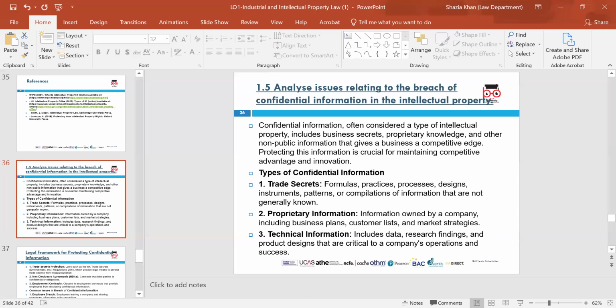So types of confidential information: trade secrets, formulas, practices, processes, designs, instruments, patterns or compilations of information that are not generally known. Proprietary information owned by a company, including business plans, customer lists, and market strategies. Technical information includes data, research, and product designs that are critical to the company's operation.